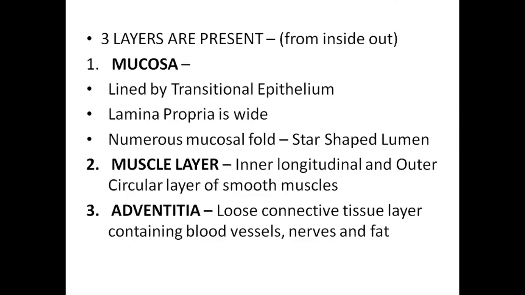So it consists of three layers. From inside out, the mucosa, which is lined by the transitional epithelium. Then the lamina propria is very wide in it, and there are numerous muscular folds which lead to the star-shaped lumen of the ureter. The muscle layer consists of an inner longitudinal and outer circular layer of smooth muscles, and the adventitia on the outermost side is the loose connective tissue layer containing blood vessels, nerves and fat.